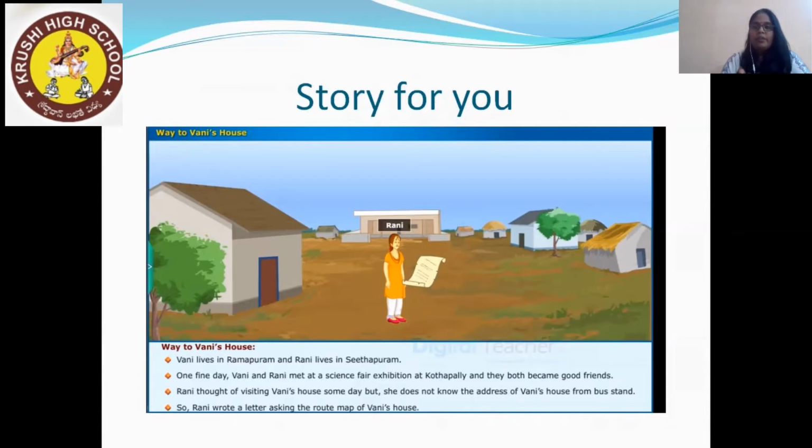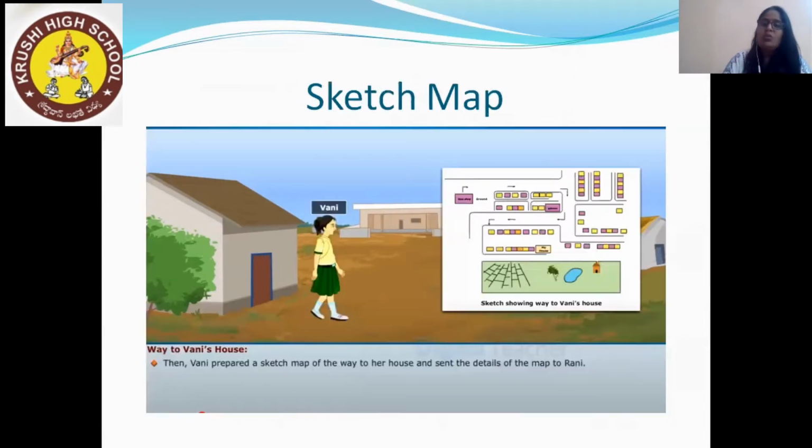Rani and Vani met at a science fair, and they became very close to each other. Finally Rani wanted to visit Vani's house, but she was not aware of exactly where it is located from the bus stand. So she wanted a route map or a sketch map that would help her in locating Vani's house, and she wrote a letter to Vani. Now, sketch map.